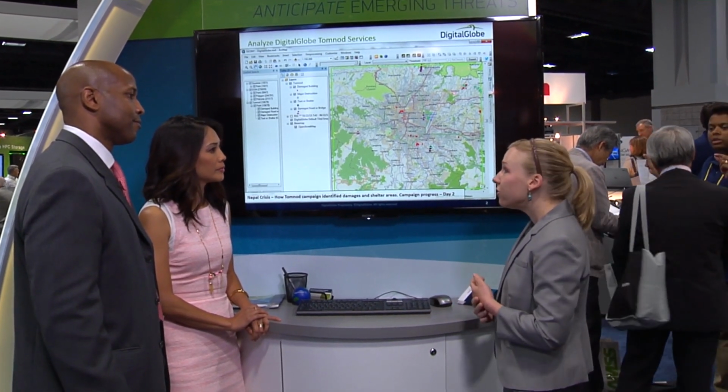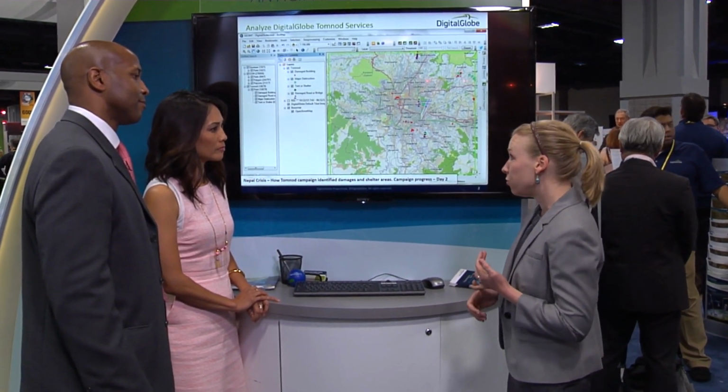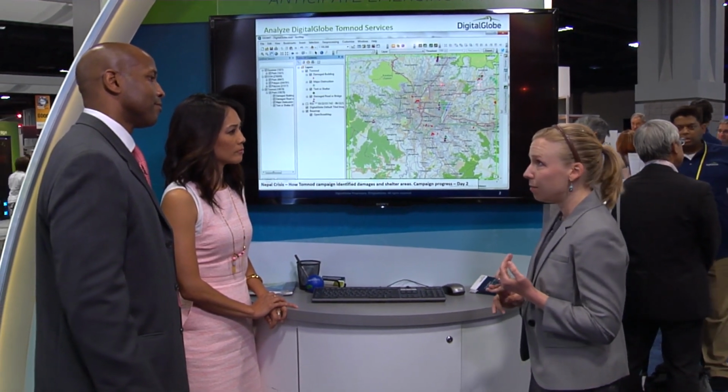DigitalGlobe has managed hundreds of campaigns over the past couple of years, and it is incredible what the crowd is capable of accomplishing. For example, in Nepal during the earthquakes, over 59,000 members of the global TomNod community helped identify over 21,000 damaged roads, damaged buildings, and tens of displaced people.